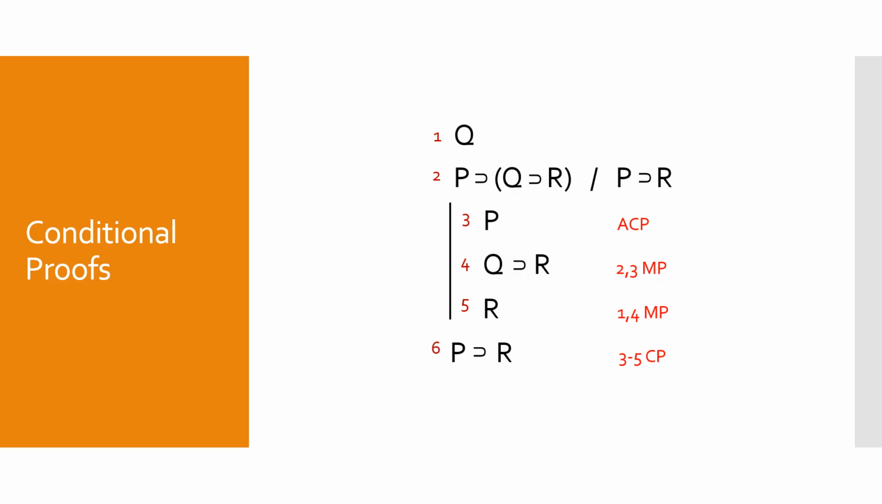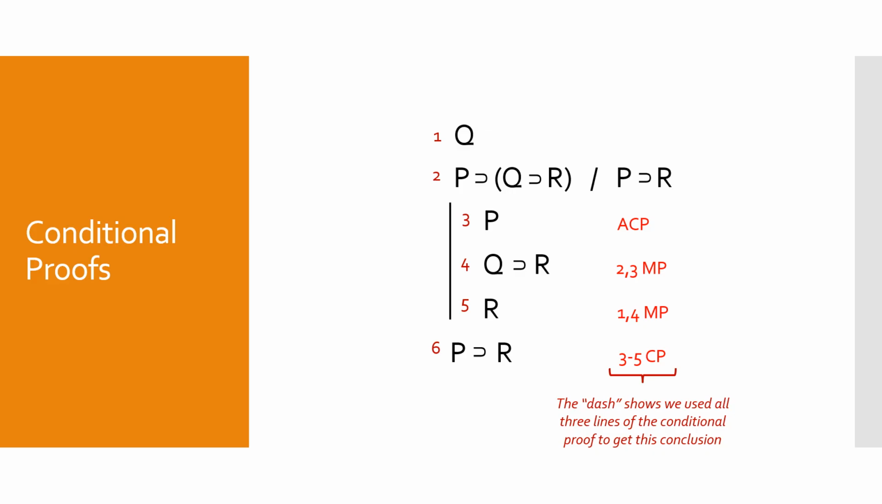And notice we have now accomplished our goal. If P is true, then R is true has now been proven, and the proof is complete. Line 6 then is this conditional statement, the one we are after, and it has been derived by a sequence of steps from line 3 through line 5.